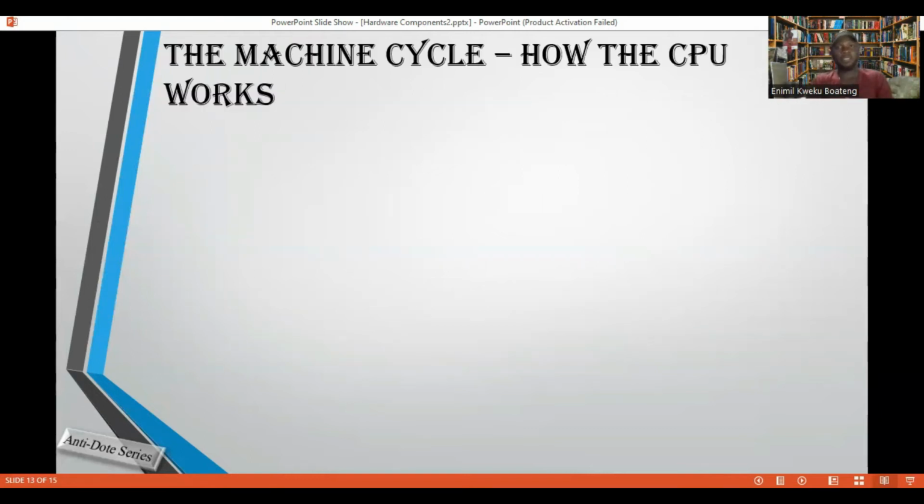And the next one that we have to look at is the machine cycle, or basically how the CPU works.